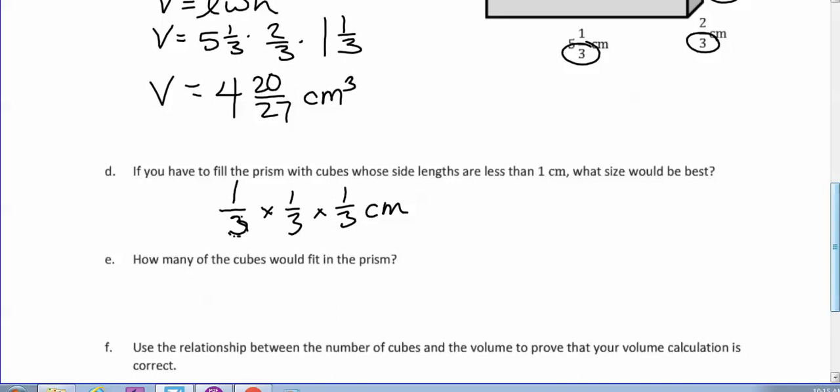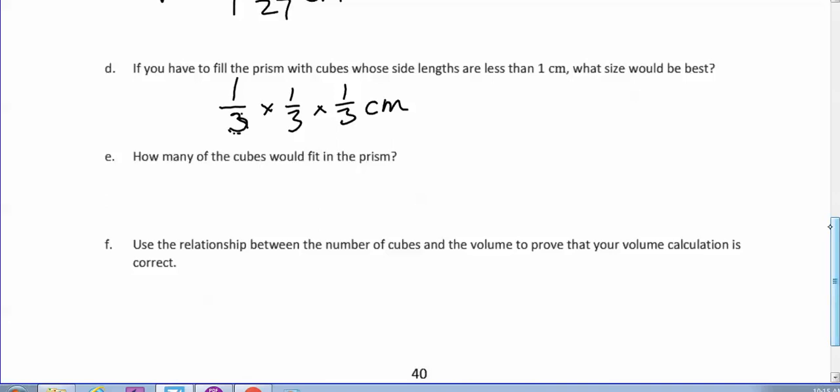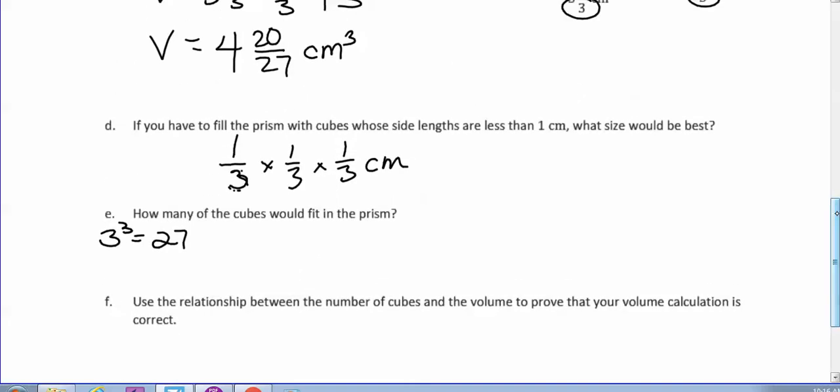How many of the cubes would fit in the prism? So again, we've got to figure out, right? We would need 3 times as many long, times 3 times as many wide, times 3 times as many high. So we're going to take 3 and cube it, right? So 3 cubed, what's 3 times 3 times 3? 27, right? So we're going to take our answer, 4 and 20/27ths, and multiply it by what? By 27. Go ahead and do that.